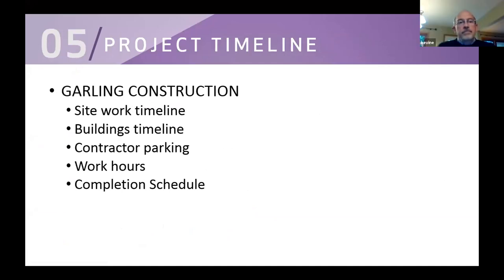So Dale, if you are still on, we wanted to talk about the construction a little bit, if you could explain the timeline, work in the buildings, your hours of operation, completion, and contractor parking. Yeah, so site work timeline, I'm looking at the schedule here because I don't have all this memorized, so excuse me if I take a minute to find this.